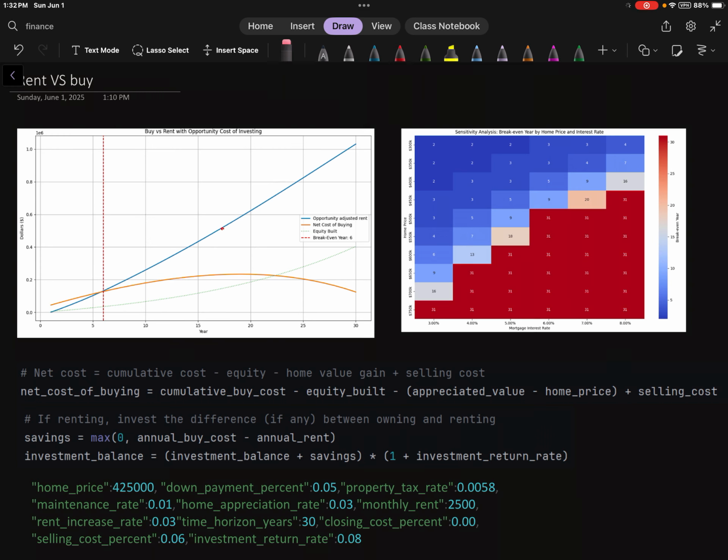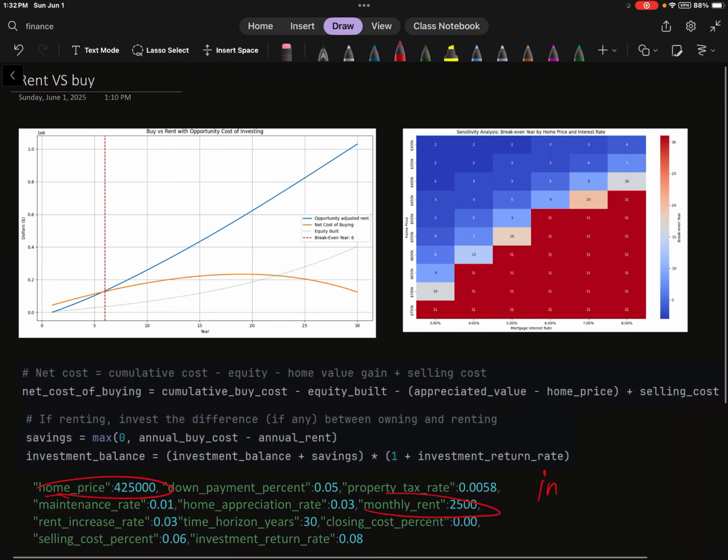As you would imagine, it is sensitive to multiple parameters, namely the price, the rent, and extremely importantly, the interest rate, and then of course the investment return.